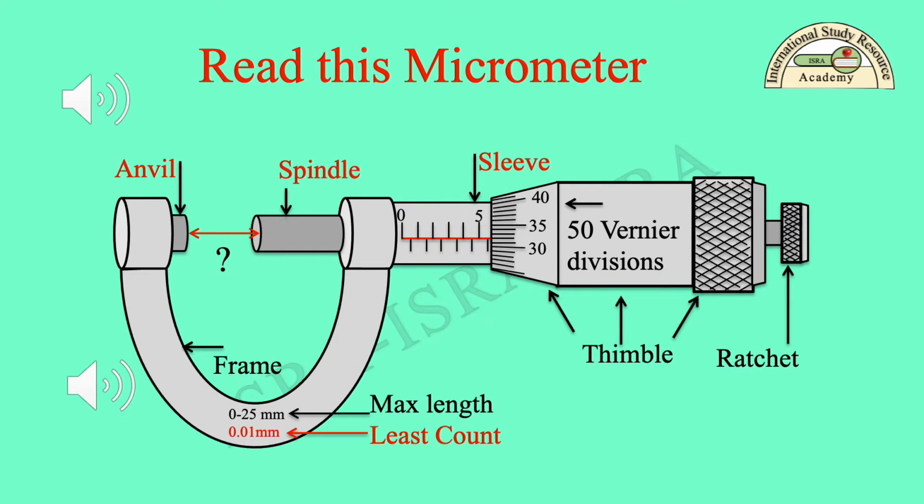Read this micrometer. Look at the scale of micrometer screw gauge diagram. You can see a gap between anvil and spindle. Find the measurement of this gap with the help of the given scale on this micrometer.